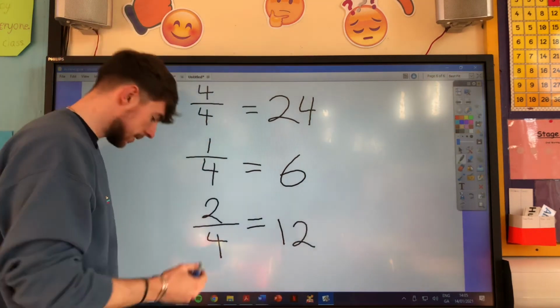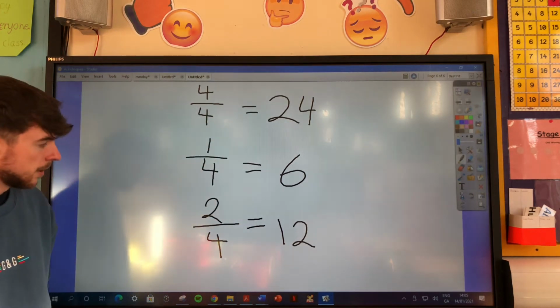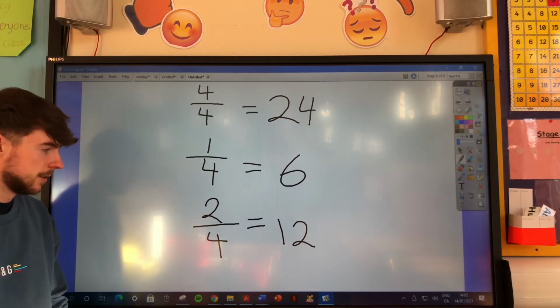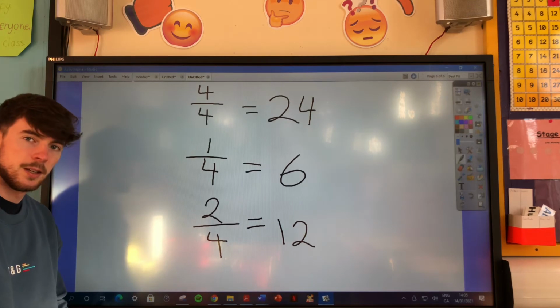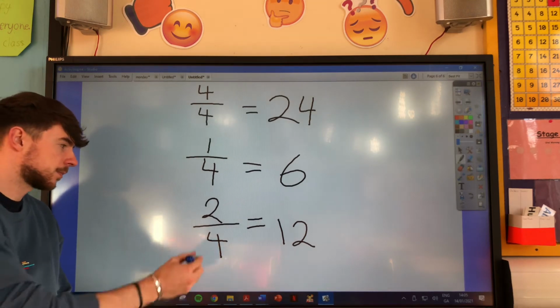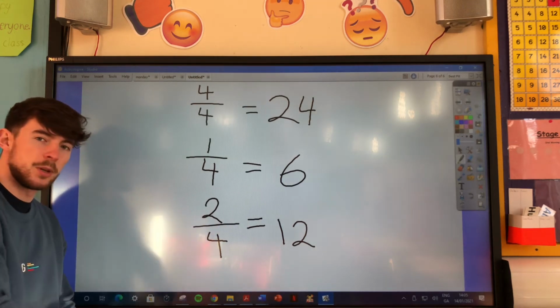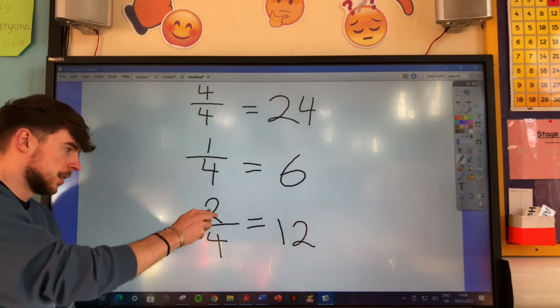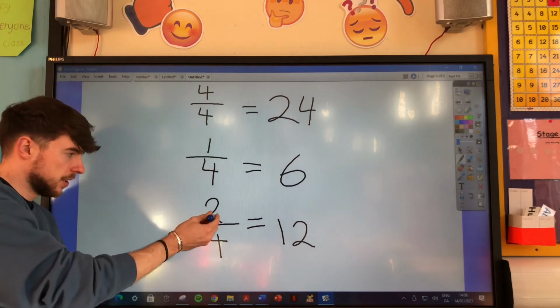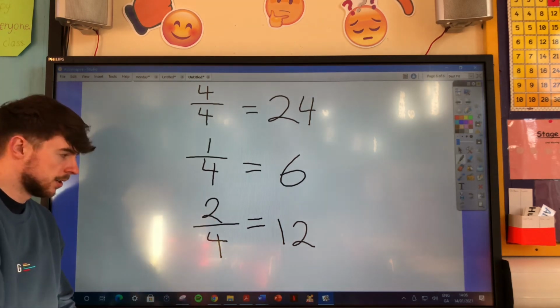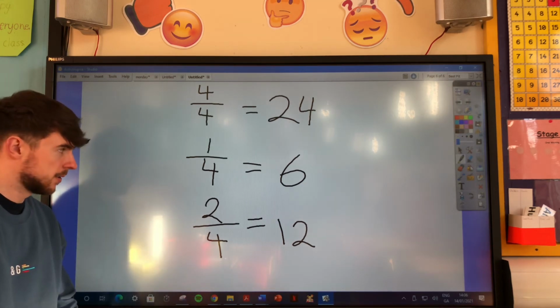What other way could we say 2 over 4? Half, couldn't we? Because remember we had it earlier on. So 2 over 4, what number goes evenly into both of them? 2. If you divide 2 into 2, it goes once. 2 into 4, twice. Okay?